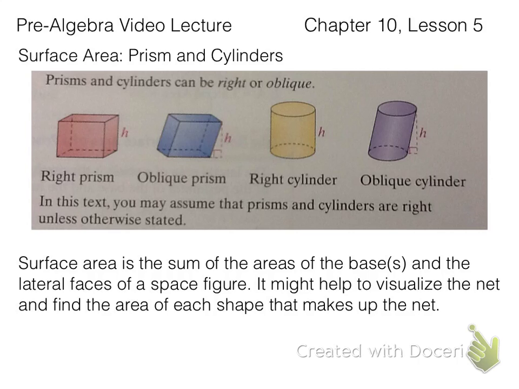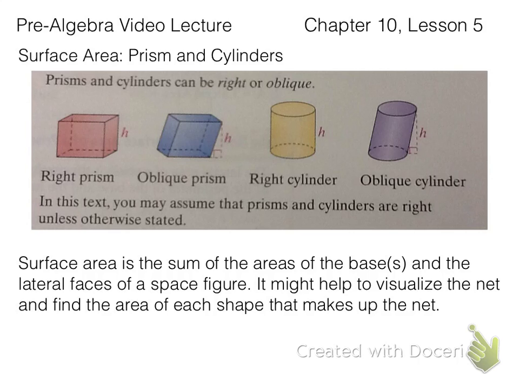Now the height actually has not changed for either your cylinder or your prism. So don't think anything has really changed mathematically. It just means that you have a tilted or slanted or leaning figure if it is oblique. If it's straight up and down, it's just considered right, because it's usually at a right angle. In this text, you may assume that prisms and cylinders are right unless otherwise stated.